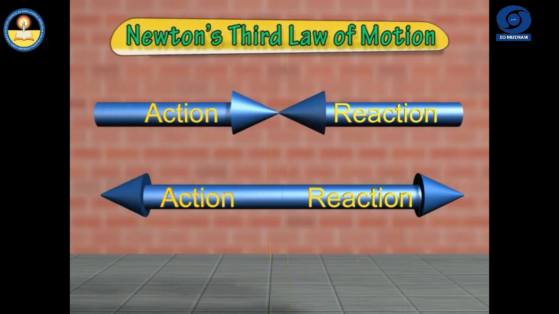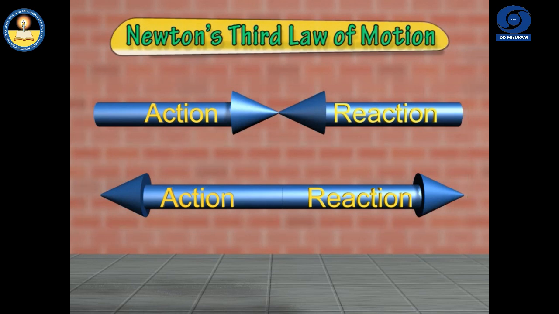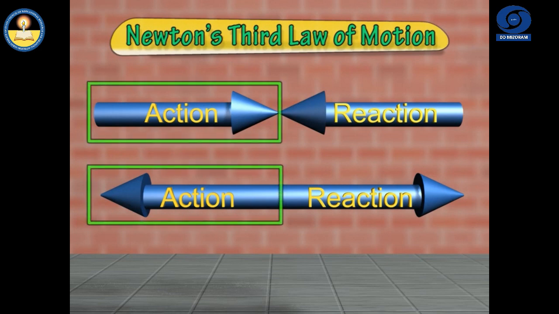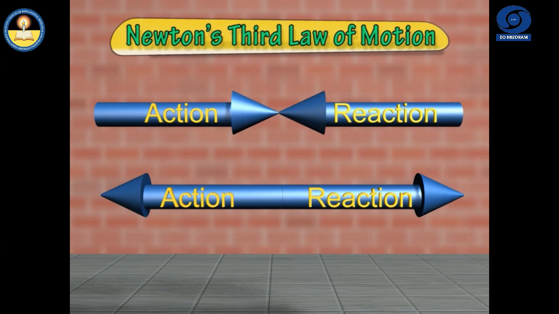This shows that forces always occur in pairs. Such a pair of forces that is exerted by two bodies on each other is called an action-reaction pair. Any of the two forces may be called the action, and the other will be the reaction. It is clear that for every action there is an equal and opposite reaction. This is also known as Newton's third law of motion.